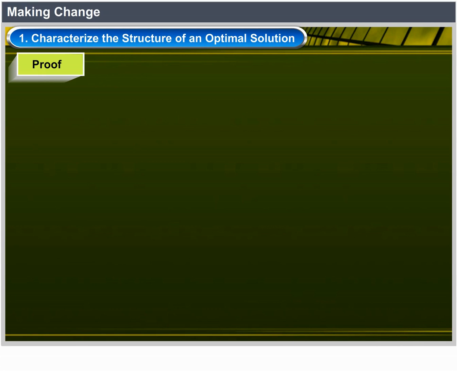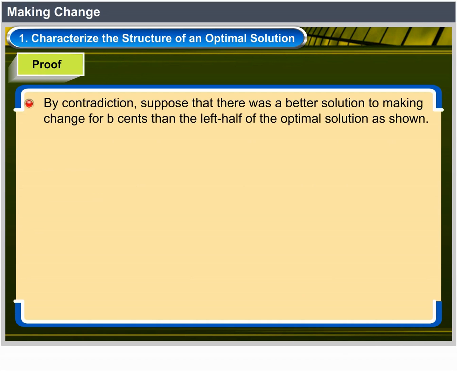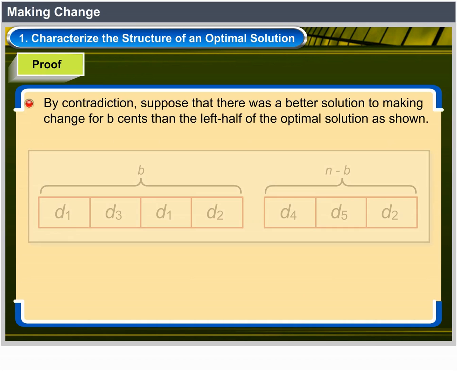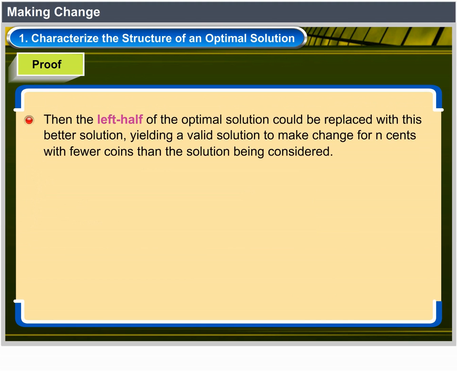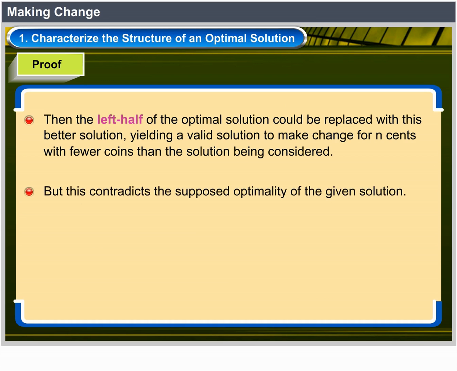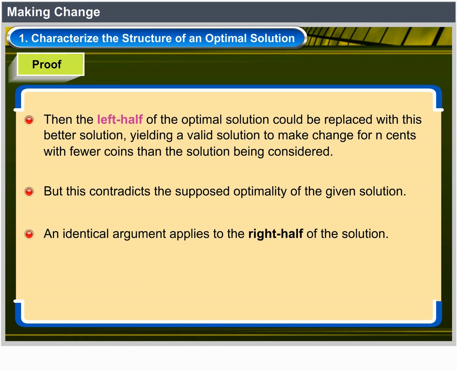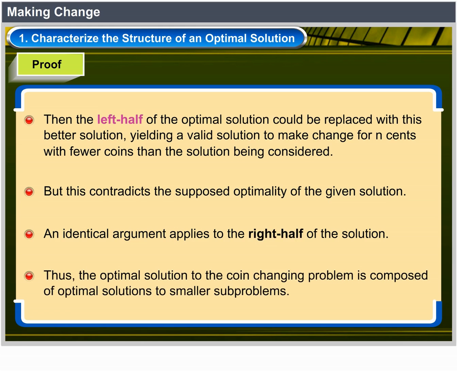Proof. By contradiction, suppose that there was a better solution to making change for b cents than the left half of this optimal solution, as shown. Then the left half of the optimal solution would be replaced with this better solution, yielding a valid solution to make change for n cents with fewer coins than the solution being considered. But this contradicts the supposed optimality of the given solution. An identical argument applies to the right half of the solution. Thus, the optimal solution to the coin changing problem is composed of optimal solutions to smaller subproblems.